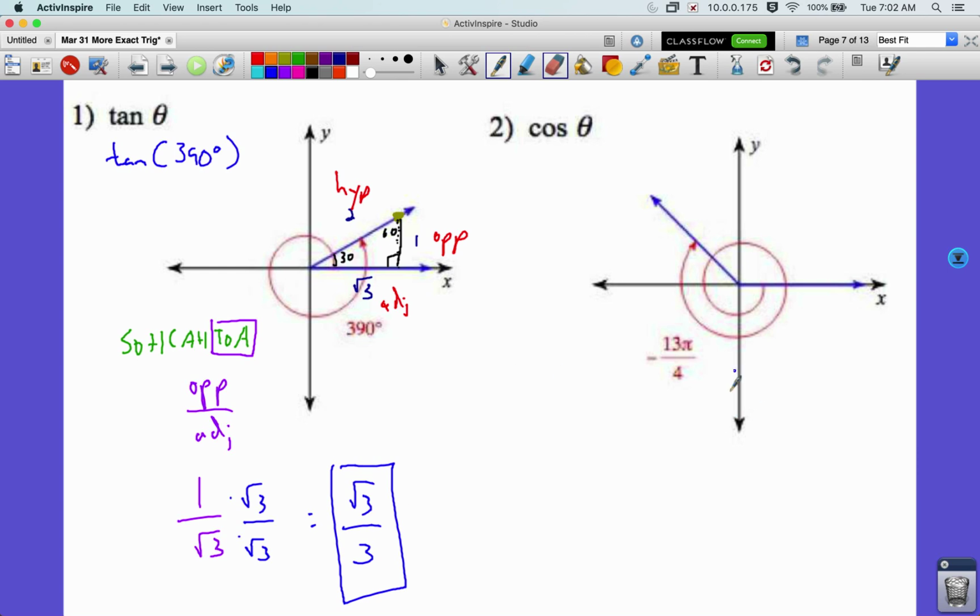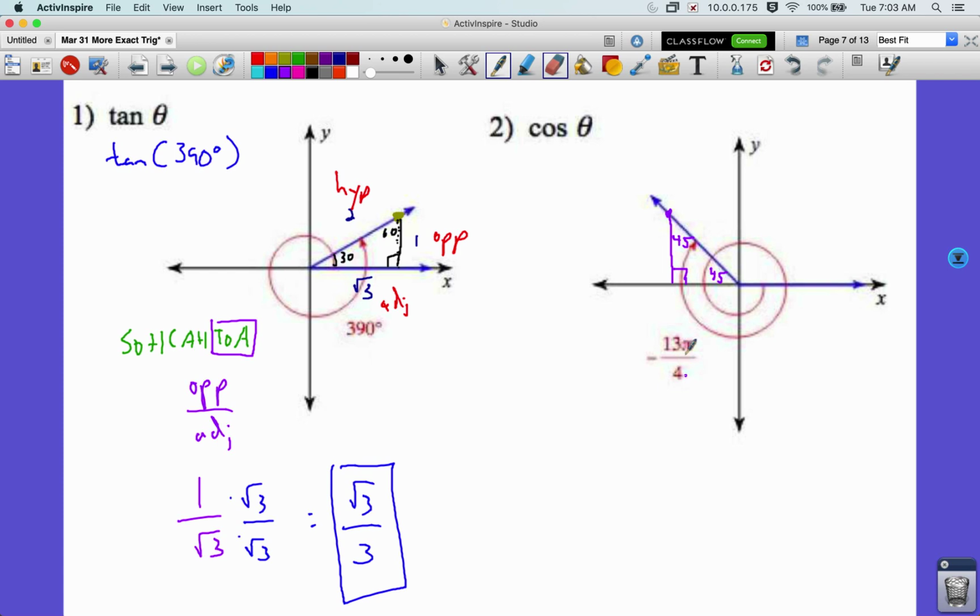All right, cosine of negative 13 pi over 4. Let's practice this again a little bit quicker. We'll put a point out here, drop a line straight to the x-axis, forming a right angle with the x-axis. And this is forming a 45, 45, 90. I know it's 45, 45, 90, partially just because it looks like it is. That looks like a 45-degree angle.